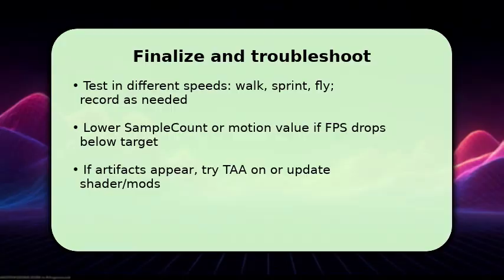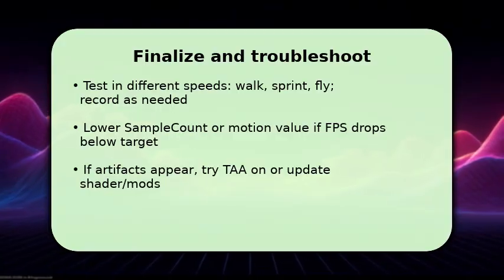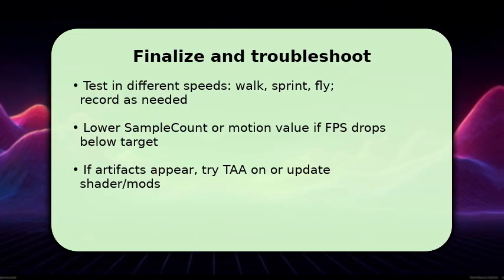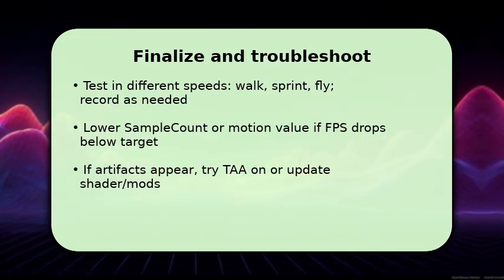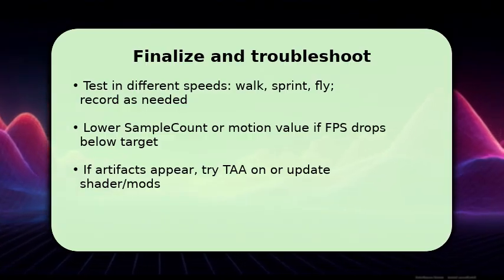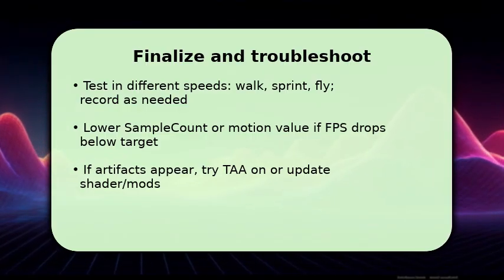Finish by testing across motions: walk, sprint, flight, and while rotating the camera so you can see blur behavior in every case. If performance dips, reduce sample count or shutter value until you hit your FPS target. If quality is poor, increase samples slowly.